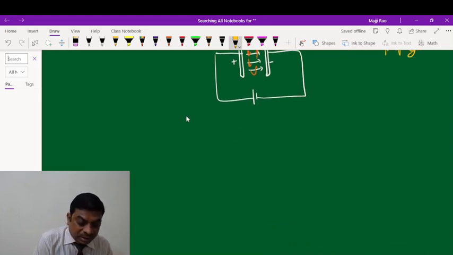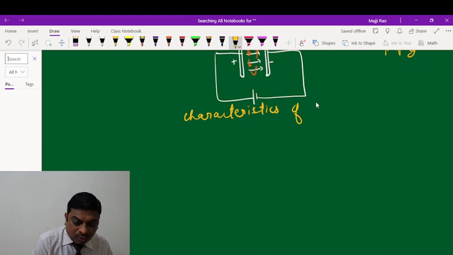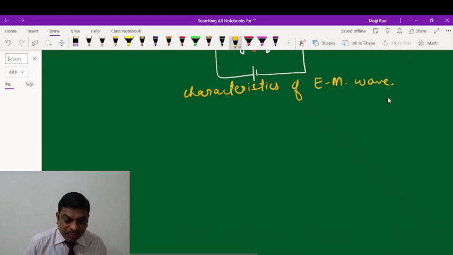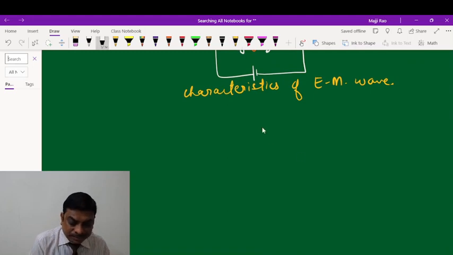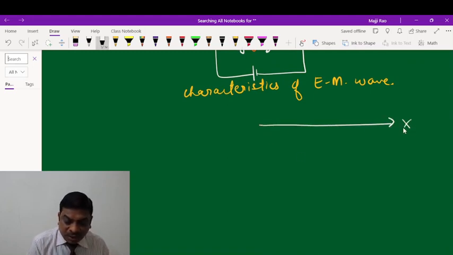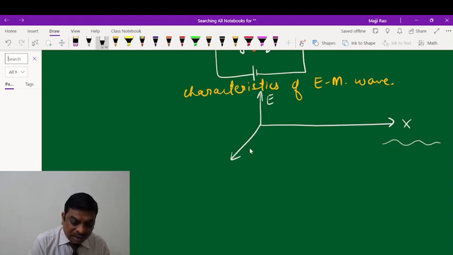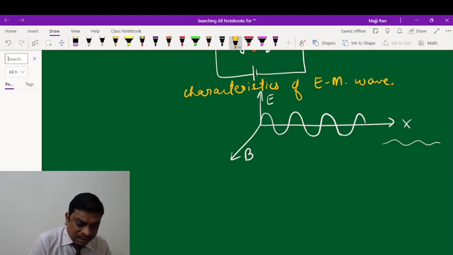Right. Next we'll see the characteristics of an EM, that is electromagnetic, wave. The simplest diagram involves, students, a wave propagating along the x-axis, then electric field along the y-axis and magnetic field along the z-axis. So this way the electric field is like this, and the magnetic field is like this.